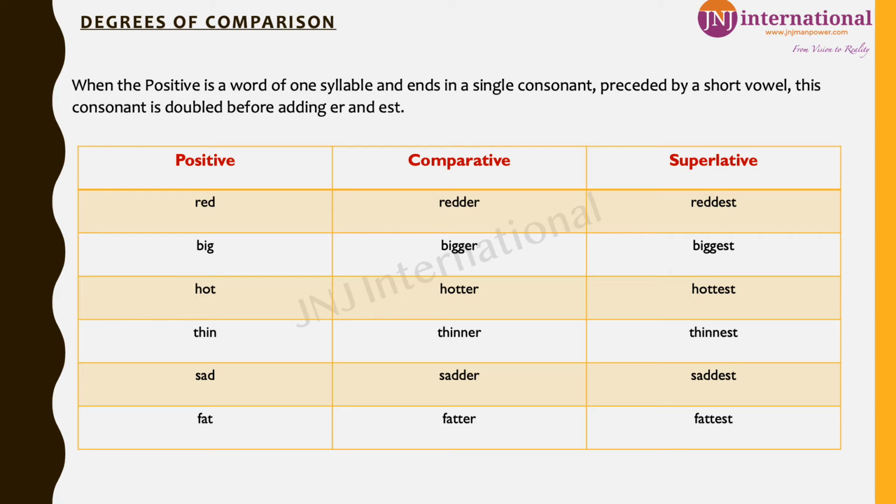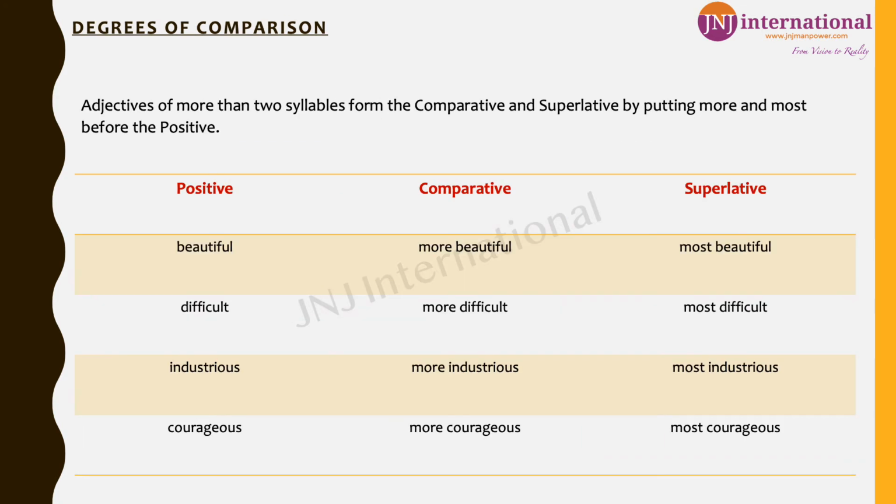Let's see other words. Big, bigger, biggest. Hot, hotter, hottest. Thin, thinner, thinnest. Sad, sadder, saddest. Fat, fatter, fattest.